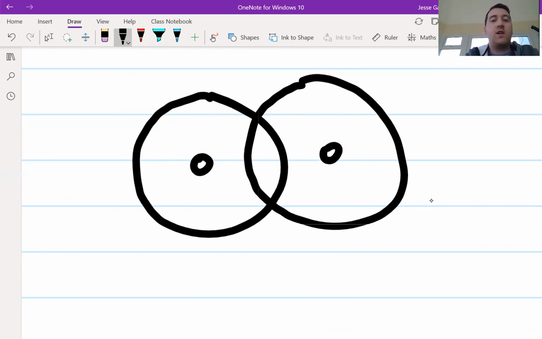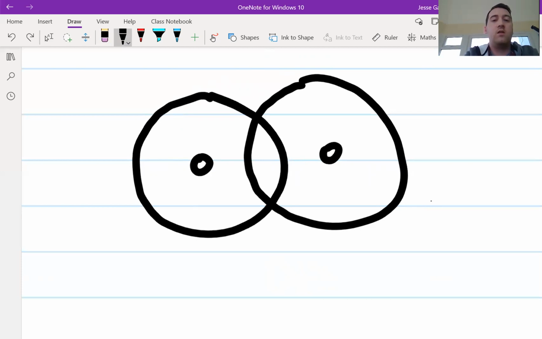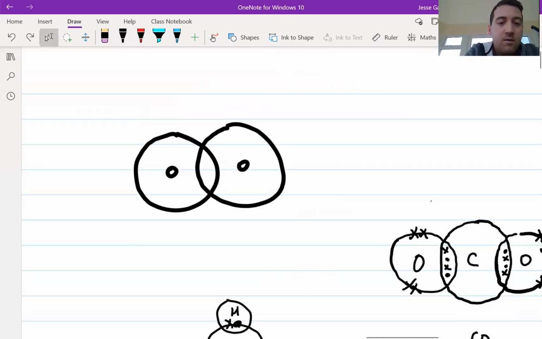Now, each oxygen has 6 electrons. That means that they need to share 2. They need to share 2 electrons each. Okay, so here are, I'm just going to zoom out a little bit, 1, 2, 3, 4, and they're going to share 2. So that means here 2 of this oxygen's electrons have to go in here.